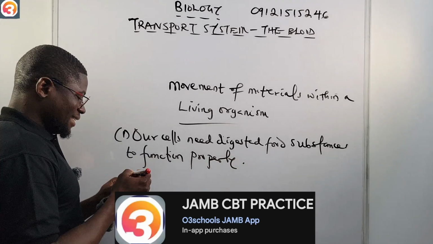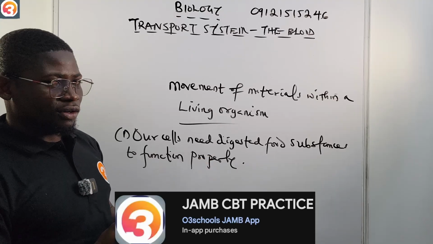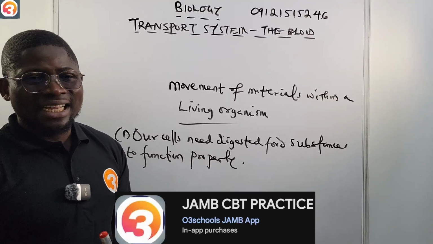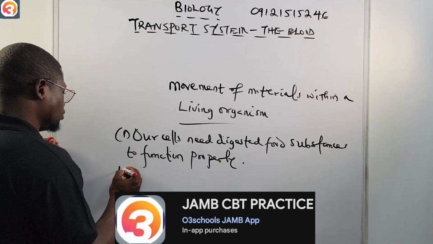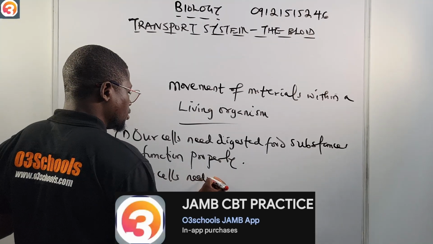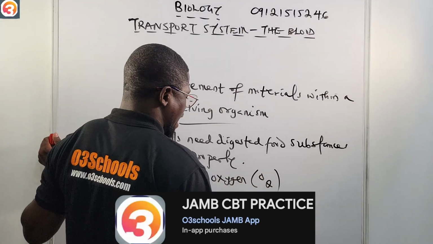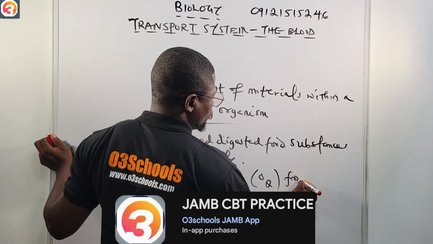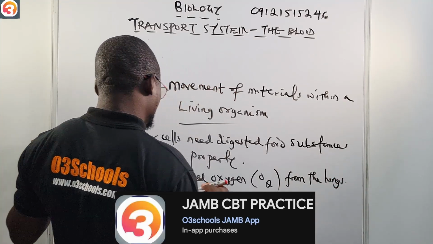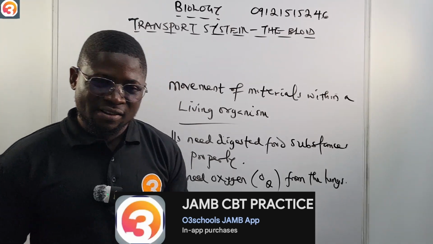Okay, so our cells need digested food substances to function properly. What's more, another reason is that our cells need oxygen. Number two, our cells need oxygen, O2, from the lungs. And what is more, our cells also need to remove unwanted materials from the body.